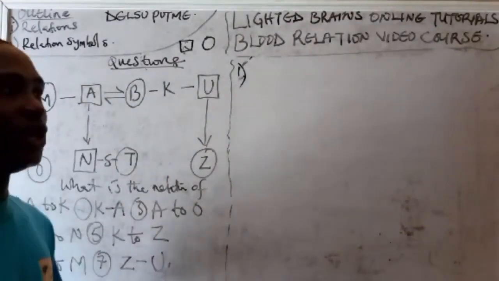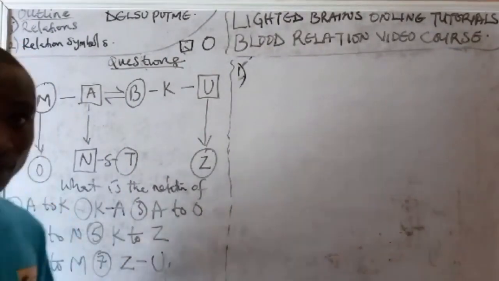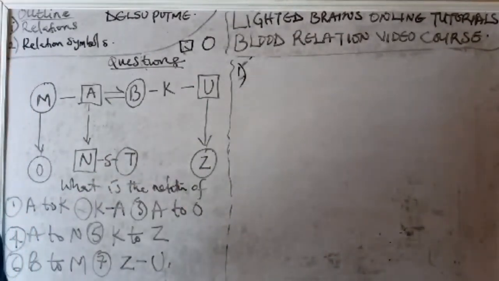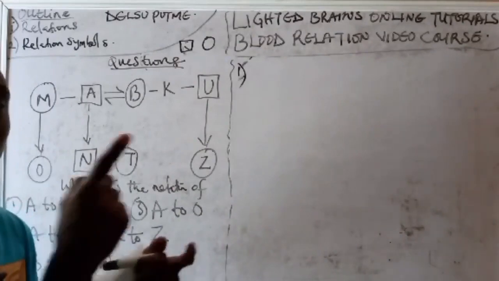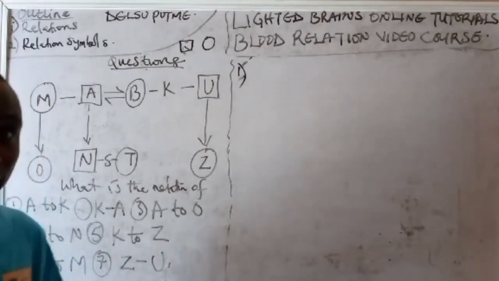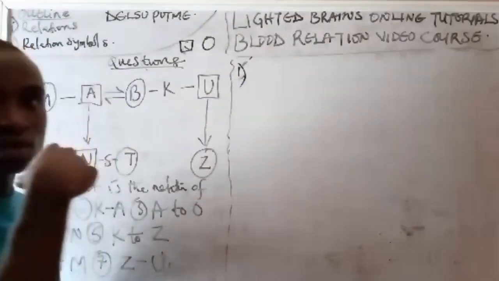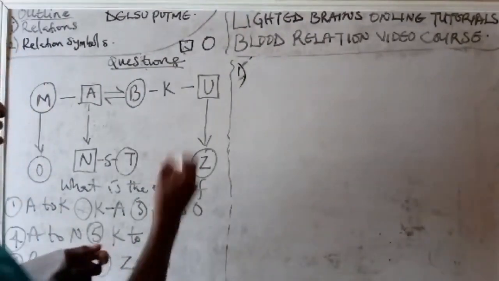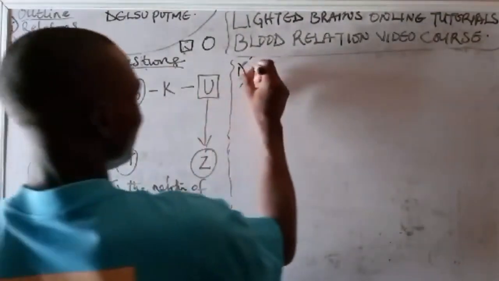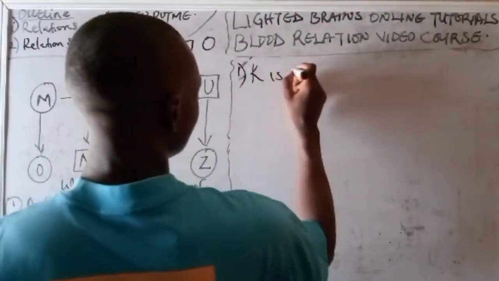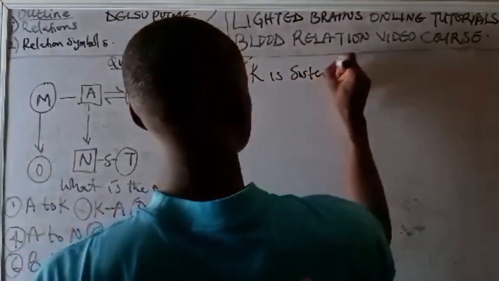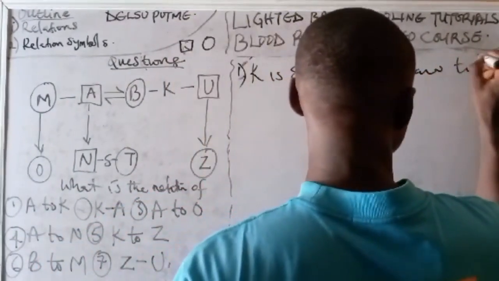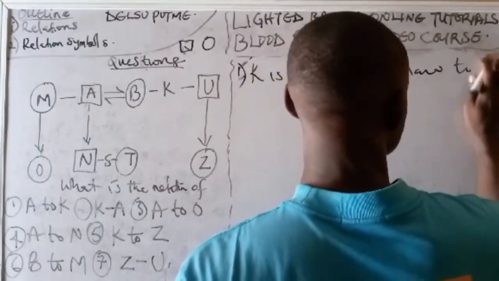Take for example yourself now. You have a sister. You are a girl and you have a sister. That your sister has a husband. So you yourself, you are what? A sister-in-law to your sister's husband. I've said it before. So that is that. But since the gender of this person is unknown, we can say that K is sister-in-law or brother-in-law to A.